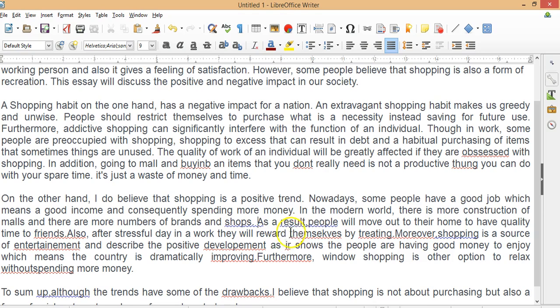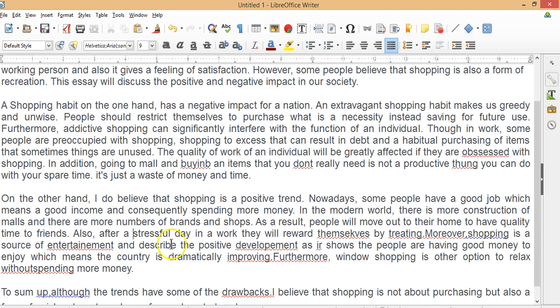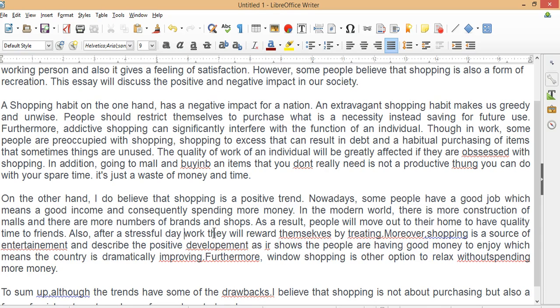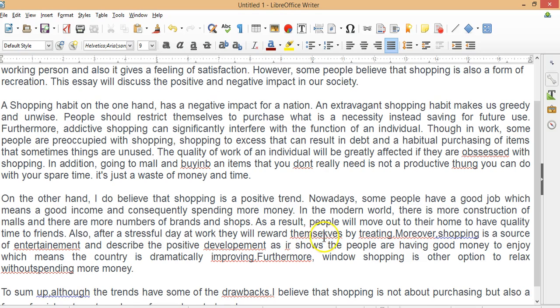As a result, people will move out to their home to have quality time to friends. What's this got to do with shopping? Well, that's basically irrelevant. I'm not sure what that's got to do with anything. Okay, also after a stressful day at work, they will reward themselves by treating what? By treating themselves to what?